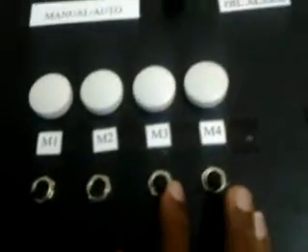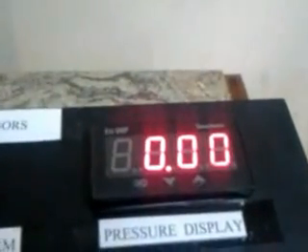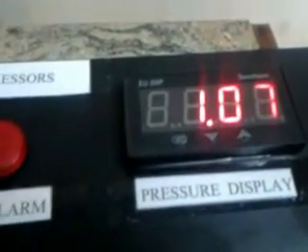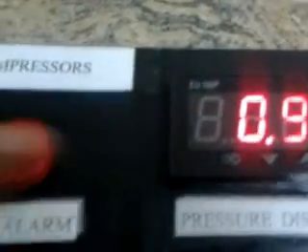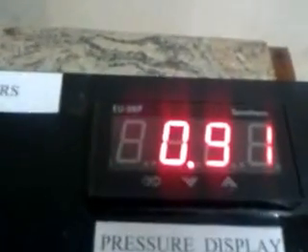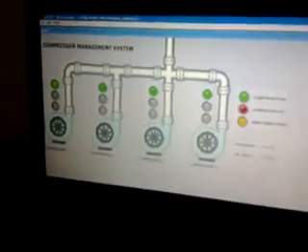By providing auto mode, the compressors will be switching on respectively by varying the pressure. We can see the pressure variation in the analog display, and through the consecutive steps the compressors are getting on. Up to 4 kg per centimeter square the compressors will be in on condition, and we can see the SCADA display here of the 4 compressors, which is in on condition.